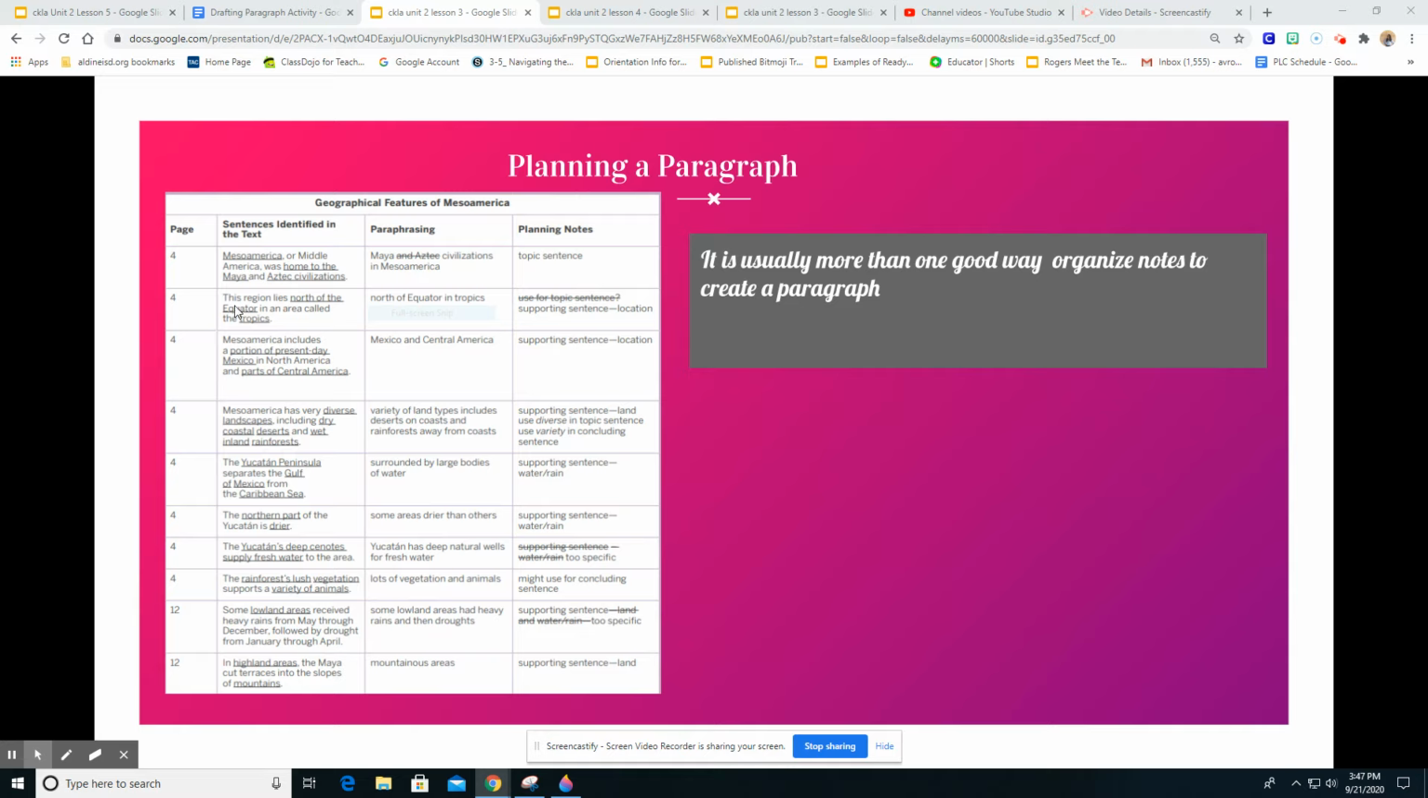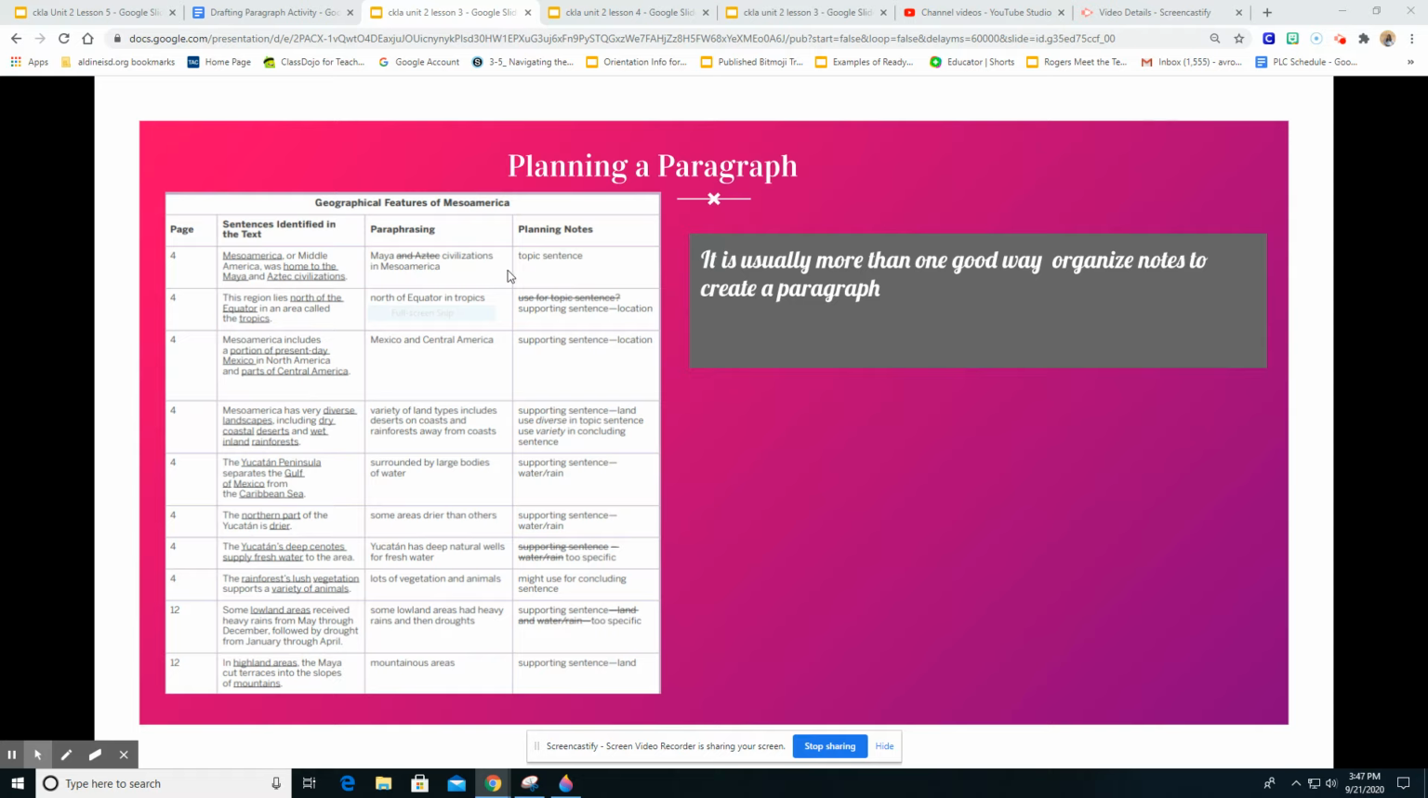As I move down to the next one, it says the region lies north of the equator in an area called the tropics. I can cut out some of those words and just say north of the equator. This would be a supporting sentence because it tells me the location of this geographical feature. As you're paraphrasing, you can cut, and you can add. As you move down, you see I put notes here, supporting sentence, and that I like the word diverse in certain things. So it's a writing process.